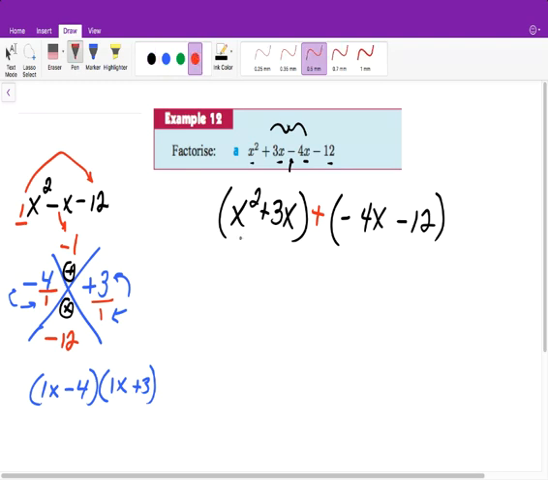Now we go to factor. We see we have an x squared and an x, so I know I can factor out an x out of each term. And when I divide each one by x, I'm left with, sorry, not x squared, we're left with x plus 3. So now we want this to be x plus 3.